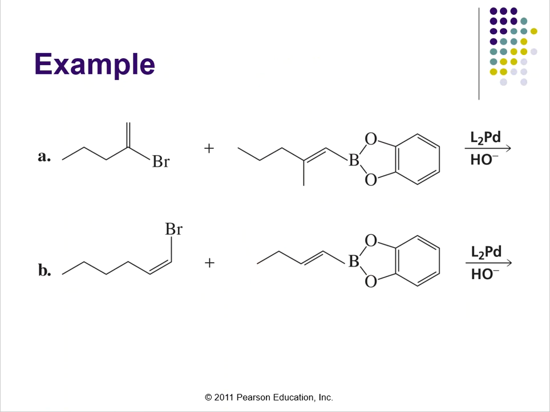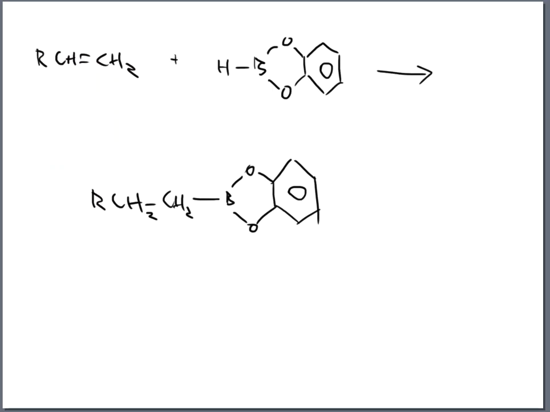So for part A, we have this molecule that has a halogen on it, and we are reacting it with this boron group that has an alkyl group on it, and we're mixing in palladium and base. All right, so those are the ingredients for Suzuki. So let's do a Suzuki! All right. So let me clear the screen out.